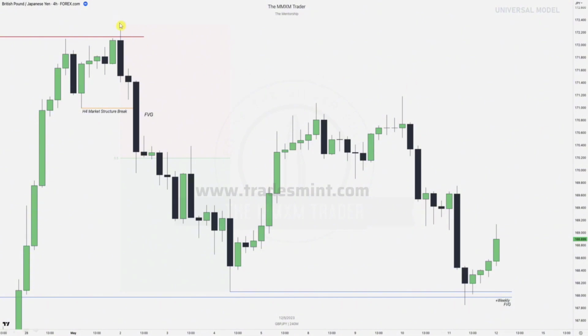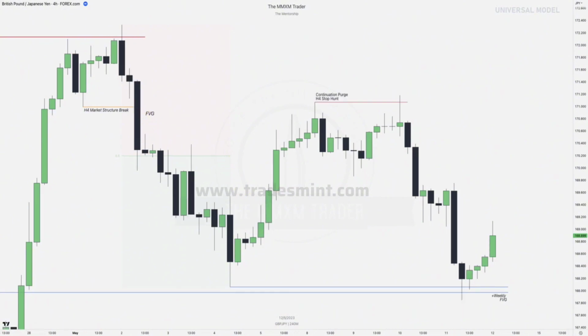Our range high from up here after that buy stop raid until these lows down here, right? We are in premium over here. So after that 4-hour market structure break, we're also leaving a fair value gap behind, which could be an opportunity to get into a sell, right? So after that market structure shift on the 4-hour, our intermediate term perspective is in line with our long-term perspective, right? So now we wait for that continuation purge to get in, right?